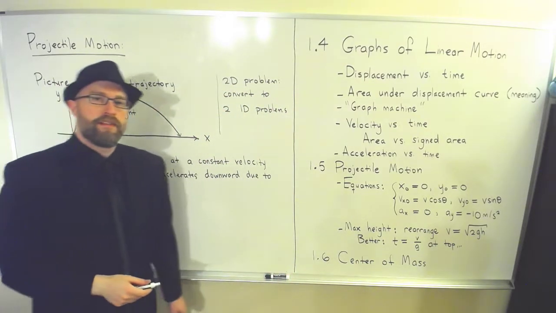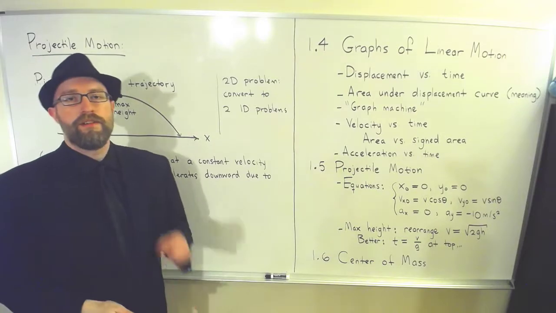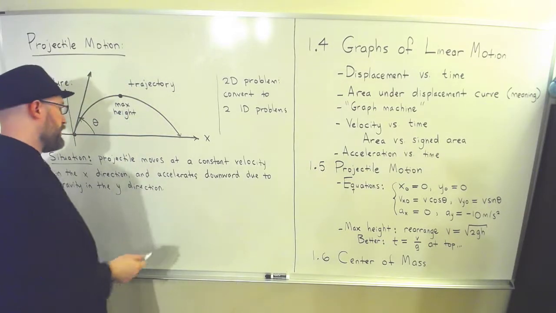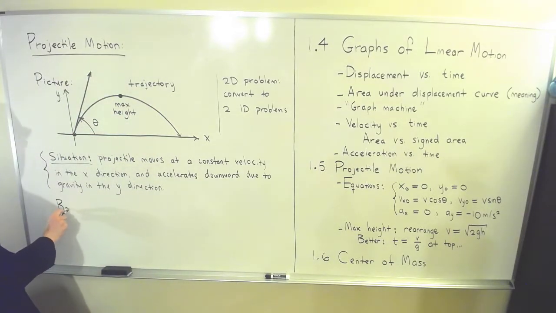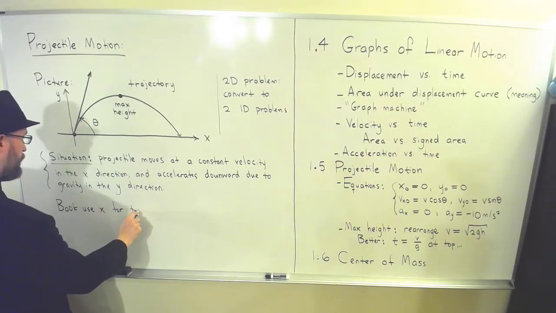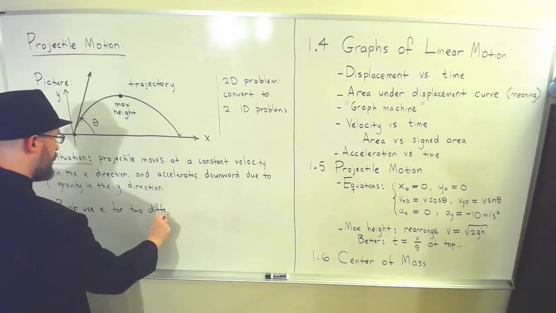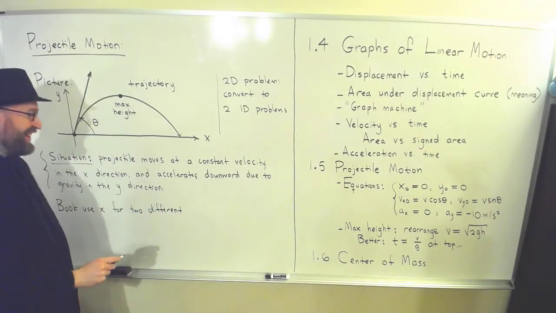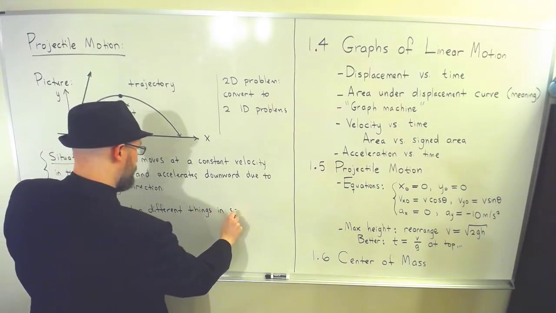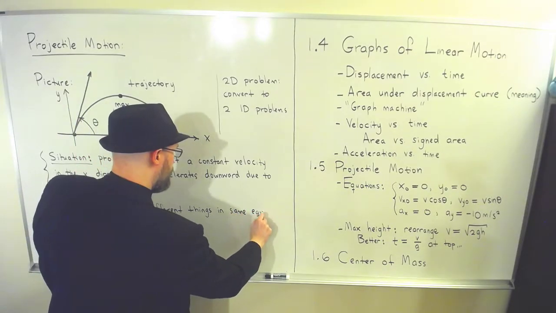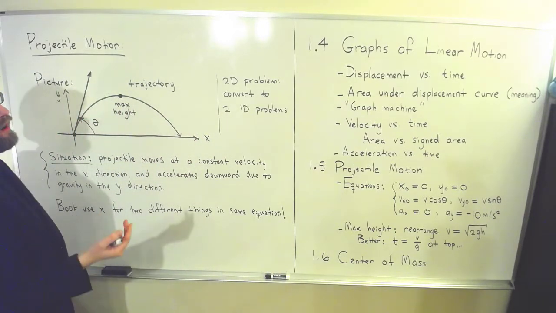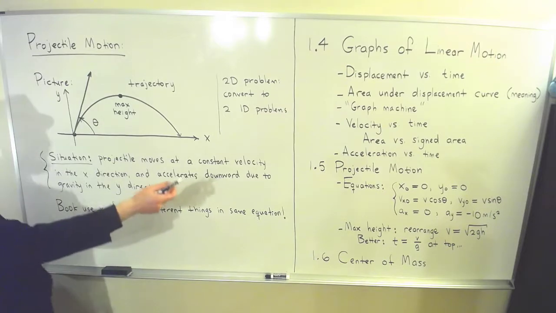Now I have to do something different than what the book is doing here, and the reason why is because the book is using this variable x to mean two different things, and that's just not going to cut it. The book uses x for two different things in the same equation. That's just a big no-no. You can't do that.